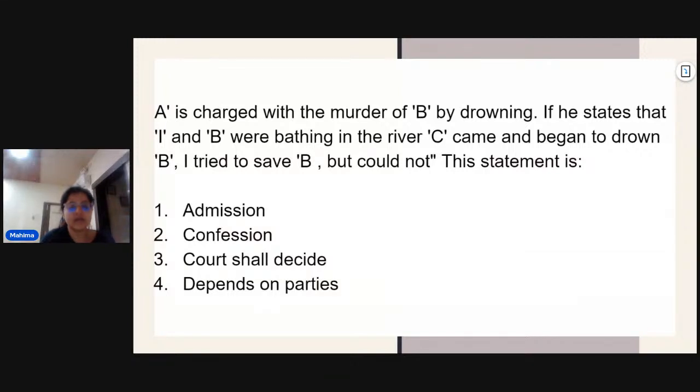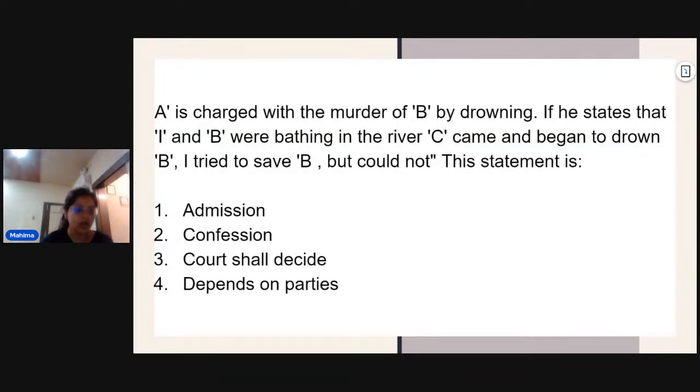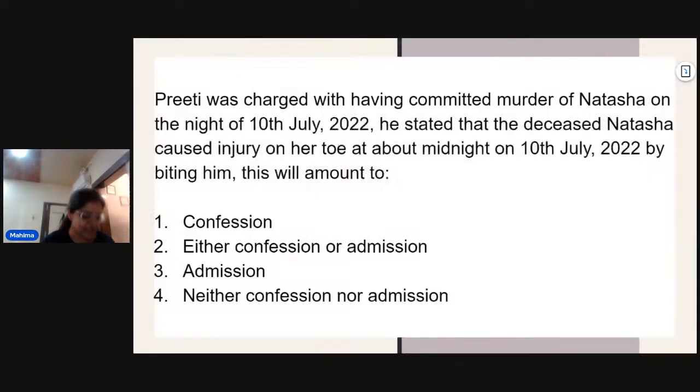A and B were bathing in the river. C came and began to drown B. A tried to save B but could not. Yes, it is an admission. Admissions can be in the favor also. Yes, it is an admission.